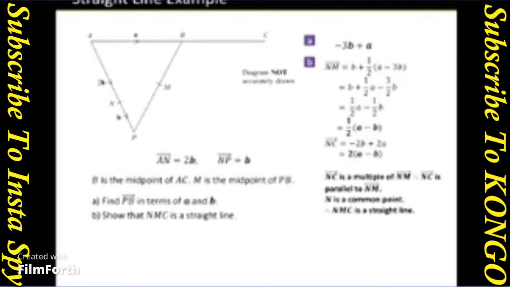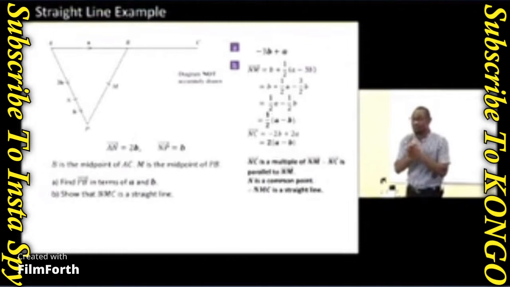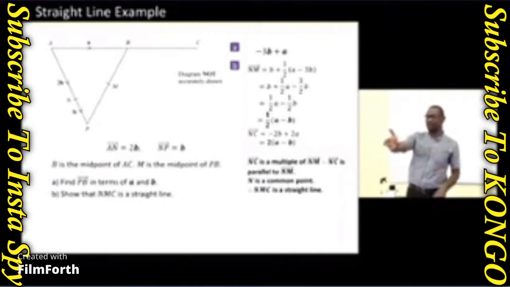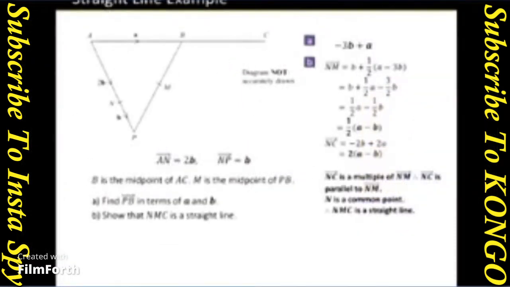Notice the explanation says NC is a multiple of NM. Multiple, no problem, because that means it's a scalar. But the fact of the matter is, they have the same component. What is the component? A minus B. Okay? A minus B. Very straightforward right there. All the explanation is written right there that you can see.